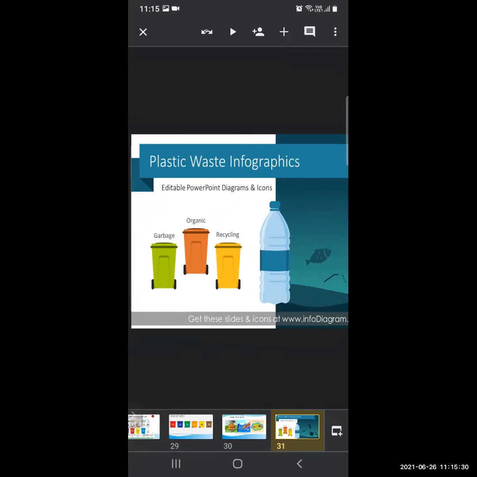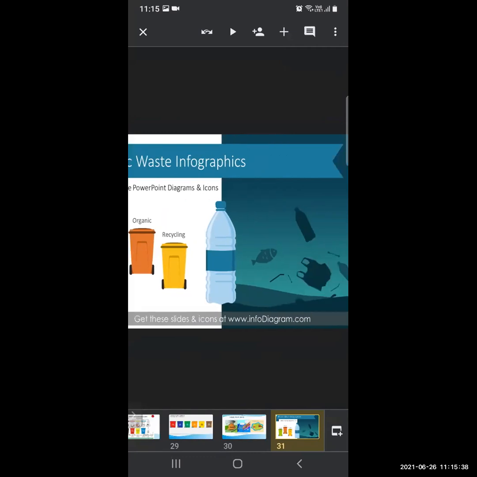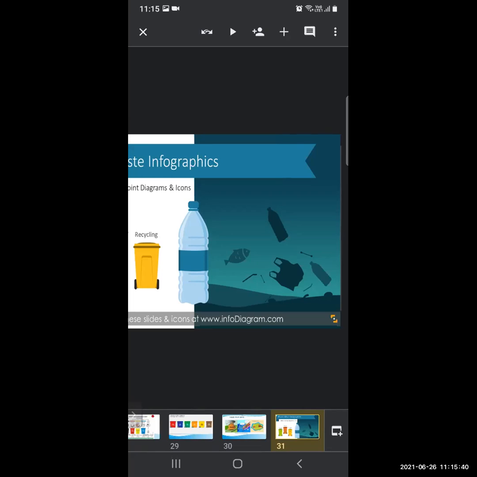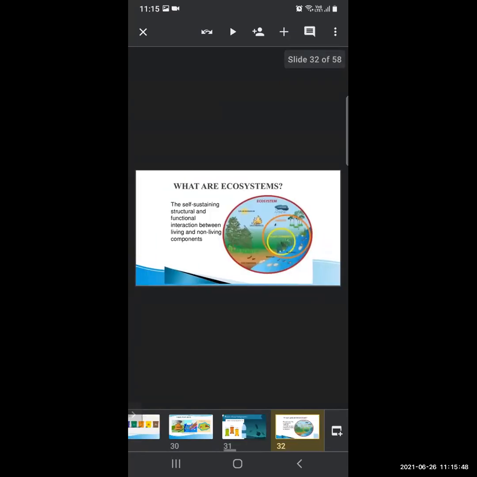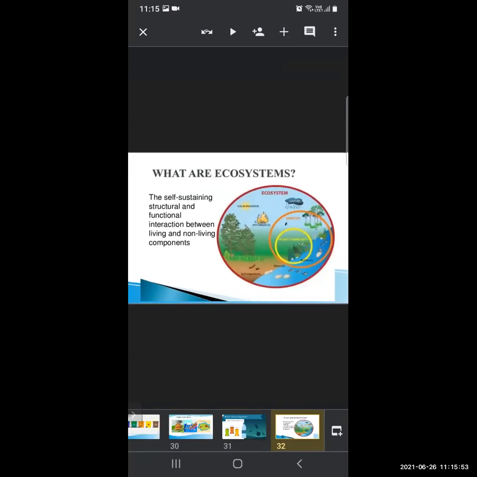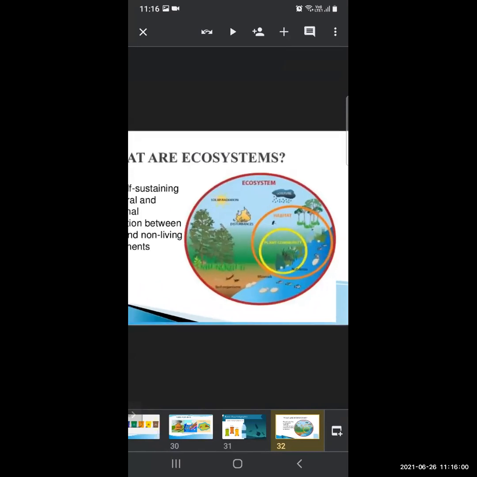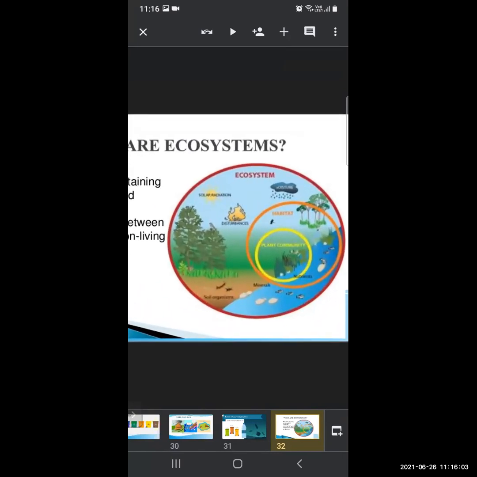Plastic waste infographics. Garbage, organic, recycling. So don't throw the plastic into the ocean. The aquatic life is getting killed. Now, water ecosystem, which you are studying from 7th or 8th standard: the self-sustaining structural and functioning interaction between the living and non-living components. So there is an interaction between the living and non-living things.